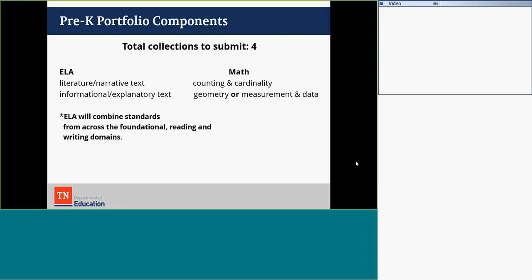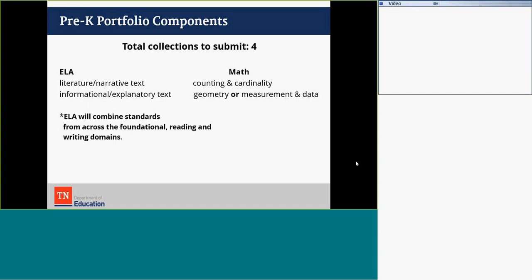The pre-K and the kindergarten portfolio collections are very similar. In pre-K, there are 4 collections. Two are ELA, one being literature narrative text and one being informational explanatory text, and being mindful that ELA will combine standards from across the foundational reading and writing domains. In math, there are 2 collections: counting and cardinality is one, and geometry or measurement and data. Pre-K teachers will choose either geometry or measurement and data for a collection.